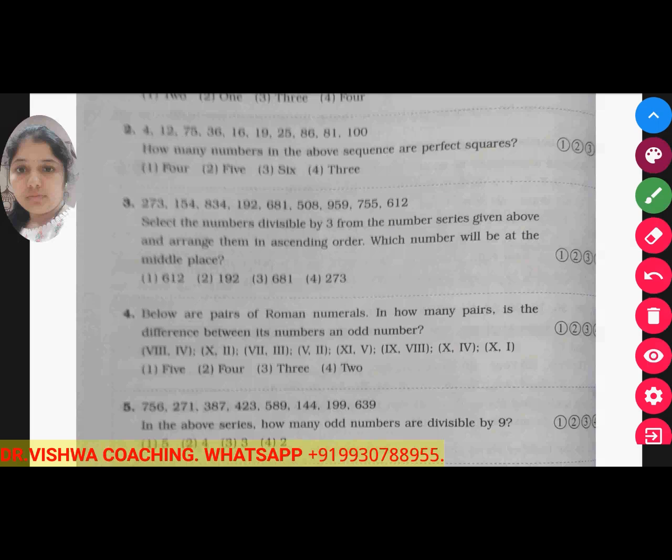Okay. Now below are the pairs of Roman numerals. In how many pairs is the difference between its numbers an odd number?